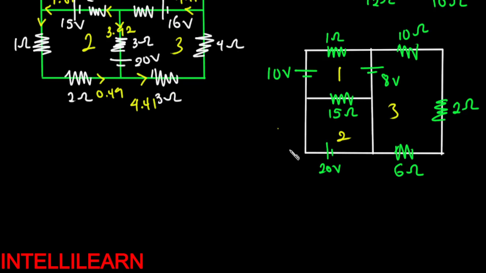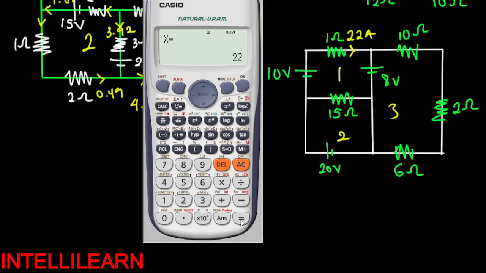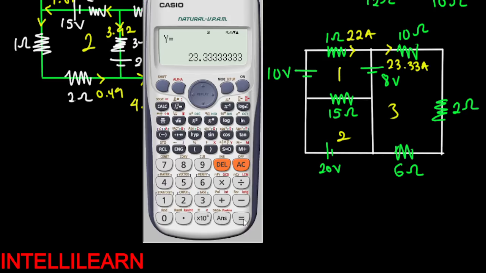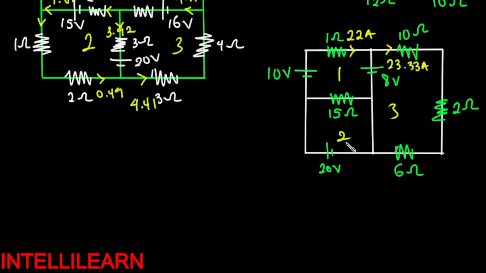So what are the currents? The current in the first loop is 22 amperes, and it's a positive answer. So that means it's going this way, clockwise. What of the current in the second loop? 23.33 amperes. And it's also positive. That means this one is also going clockwise. And the last one is 0.44 amperes. And it's also positive. That means also going clockwise.